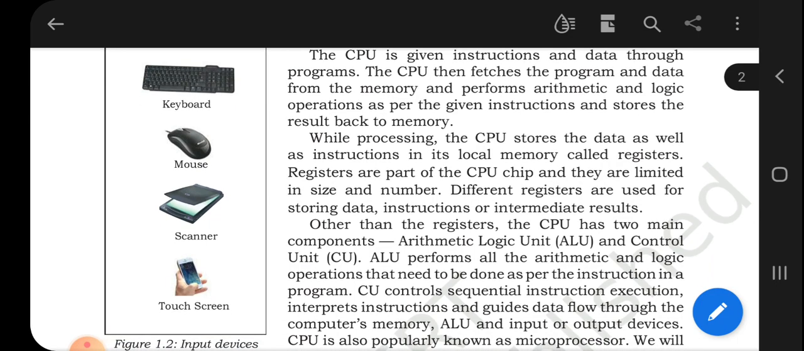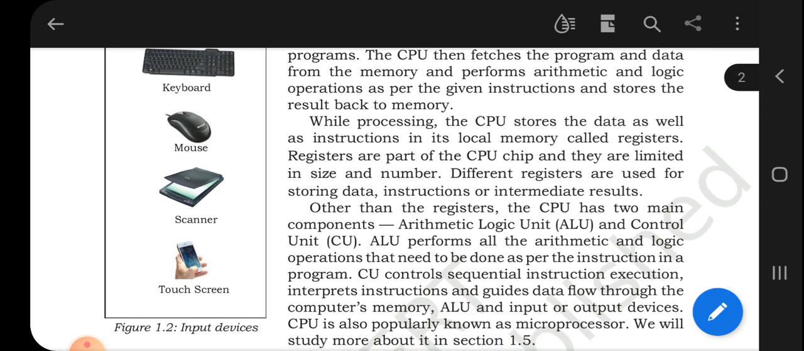While processing, the CPU stores the data as well as instructions in its local memory called registers. Registers are part of the CPU chip and they are limited in size and number. Different registers are used for storing data, instructions, or intermediate results. Other than registers, the CPU has two main components, that is, one arithmetic logic unit and control unit, CU.